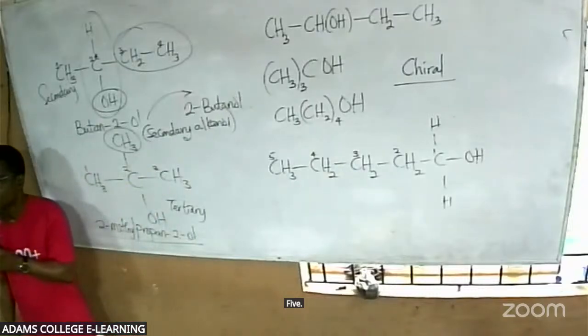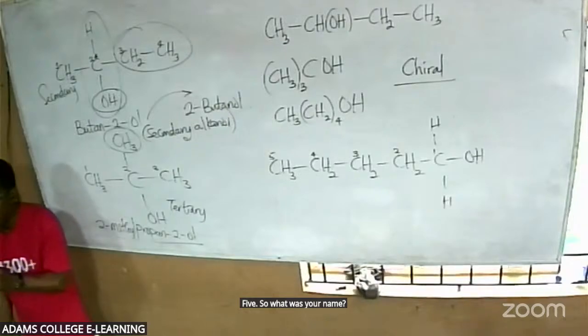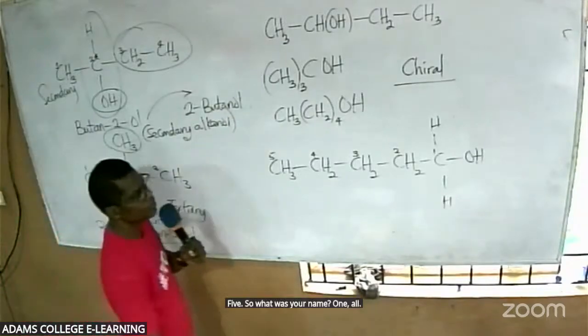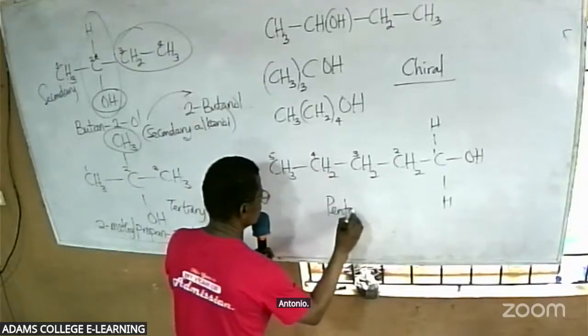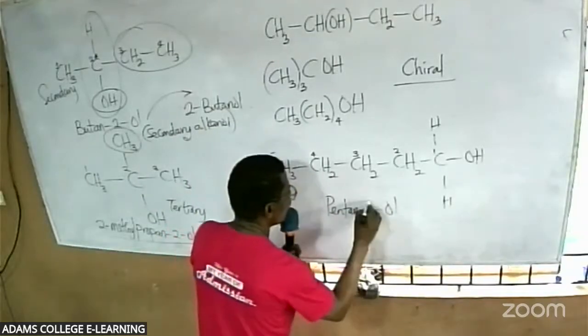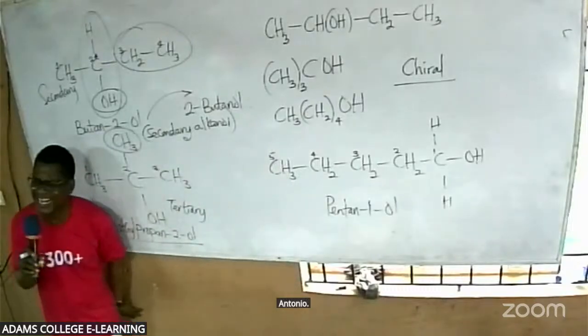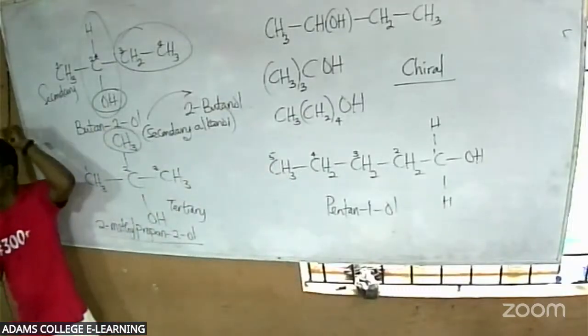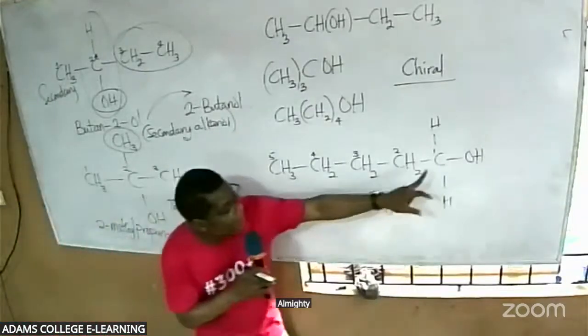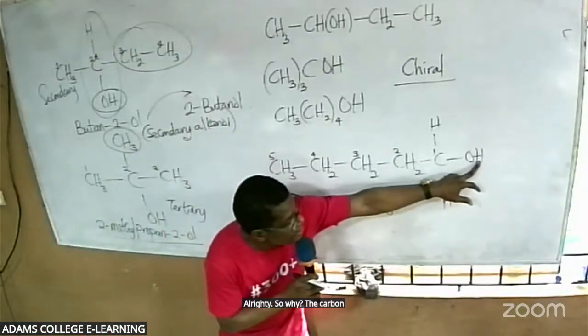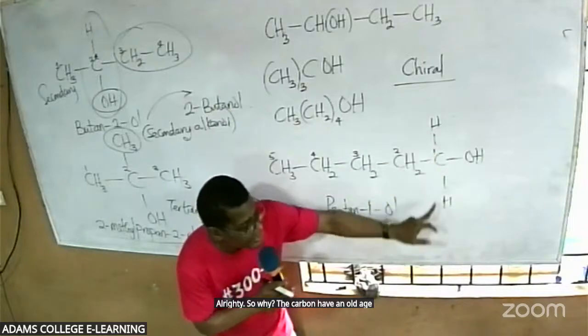So what's the name? The OH is on carbon 1. Pentanol. What type of alkanol is it, primary, secondary or tertiary? Primary, because the carbon having OH has two hydrogen atoms.